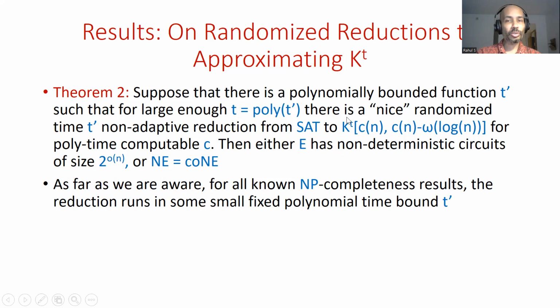So this doesn't rule out the possibility that, let's say, if you want to show that K superscript n to the 20th of n minus omega log n is NP-hard, you could do it using randomized non-adaptive reductions that run in n to the 40 time. But it does say it's unlikely if you only have reductions that run in n to the 10th time.